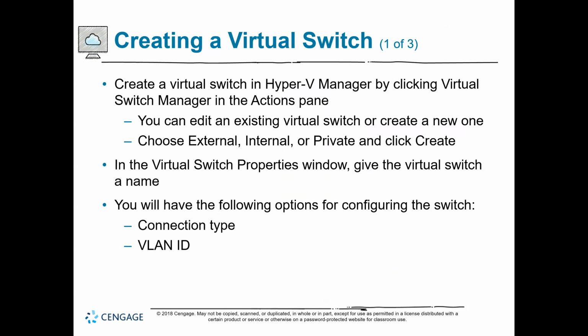Creating a virtual switch. Create a virtual switch in Hyper-V Manager by clicking Virtual Switch Manager in the Actions pane. You can edit an existing virtual switch or create a new one. Choose External, Internal, or Private and click Create. In the Virtual Switch Properties window, give the virtual switch a name.